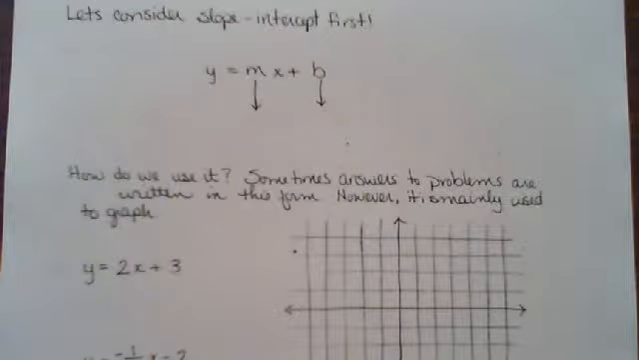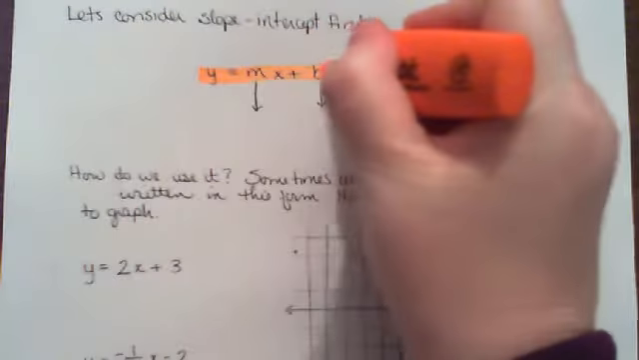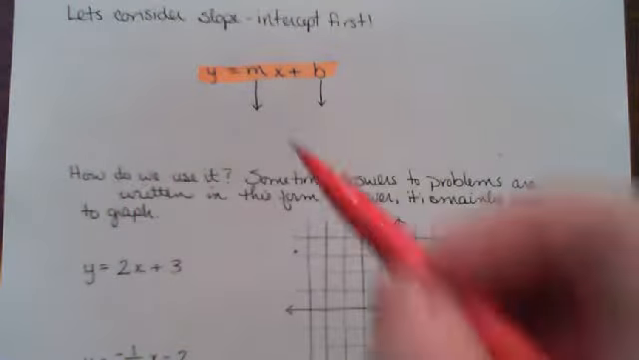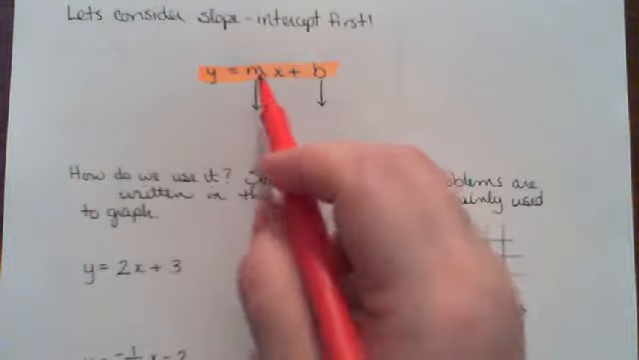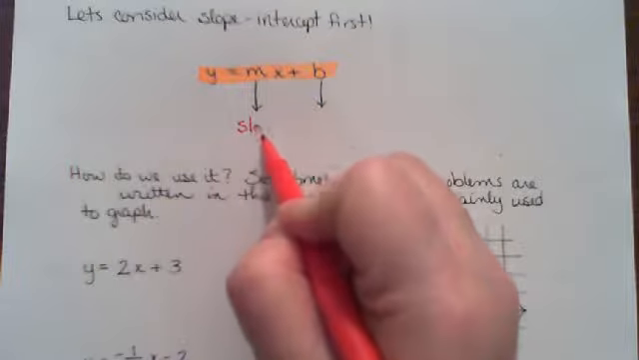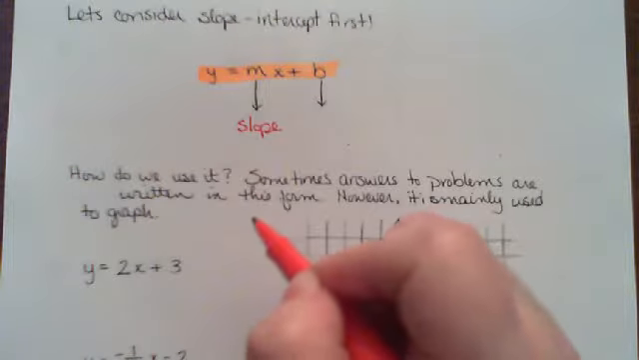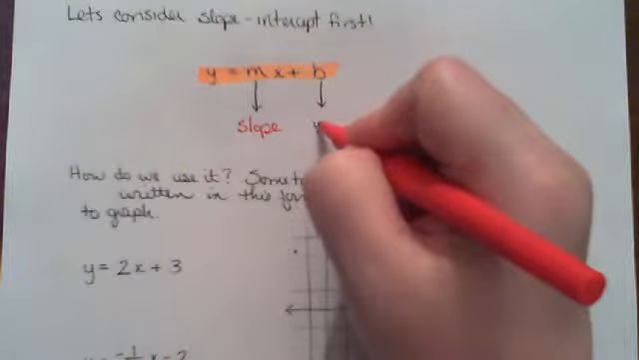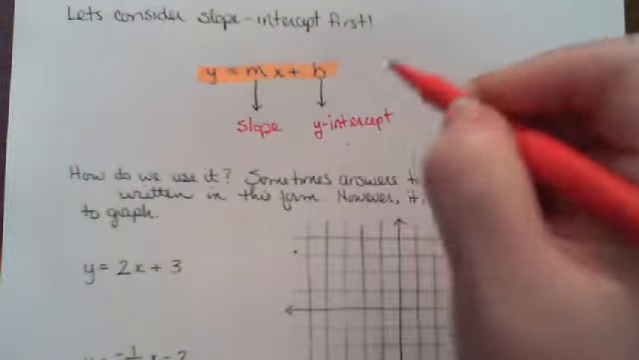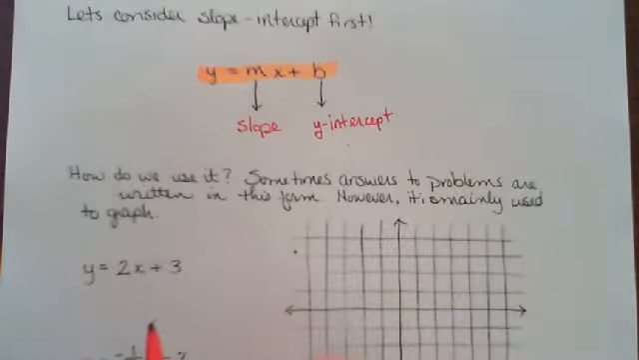This is what slope-intercept form looks like. And yes, you need to memorize that. Lots of memorization in this section. Y is always Y, X is always X. What did I tell you M stood for? M is your slope. The only thing I haven't told you is what B is. And B is your Y-intercept. That's why they call it slope-intercept form.